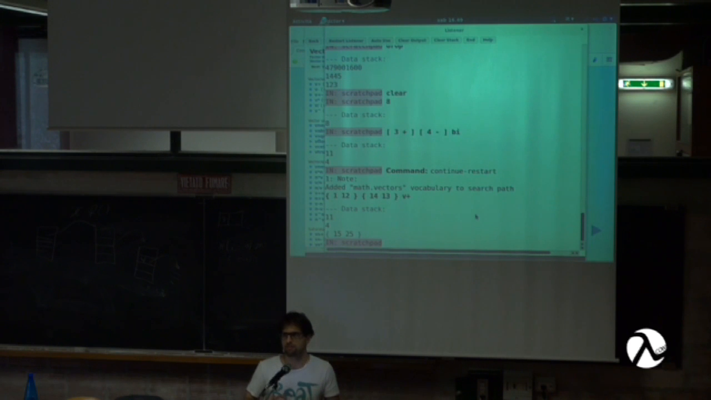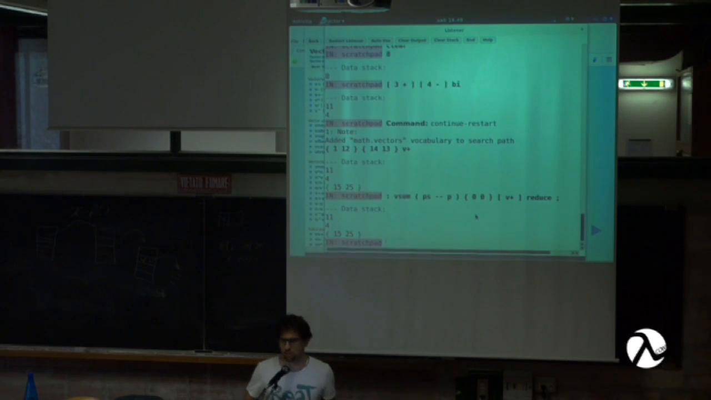To define the average of points, we first have to find the sum of points. And this is not much different from the factorial that we've done. So we define the sum of points to be a point. And what we do is, well, we start from the origin. We apply an operation which is, now we know, called V+, the sum of vectors, and we do reduce. So we have defined the way to sum a bunch of points.